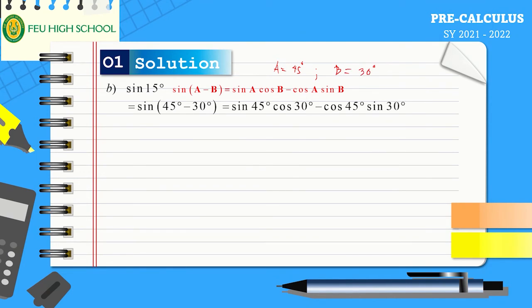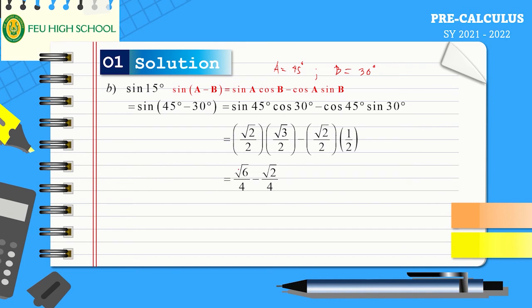So, substitute nyo lang. We get the sine of 45, that's square root of 2 over 2. Cosine of 30 is square root of 3 over 2. Yung cosine of 45 is square root of 2 over 2. And then yung sine ng ating 30 degrees is 1/2. Take note, yung cosine is yung x-coordinate at saka yung sine naman is yung y-coordinate. So numerator times numerator lang tayo at saka denominator times denominator.